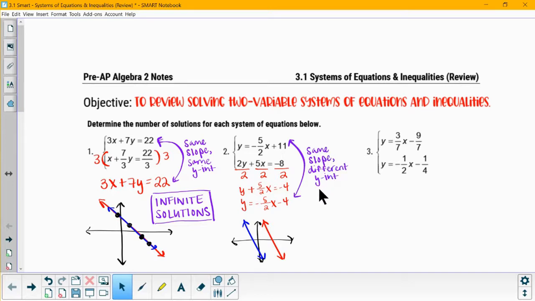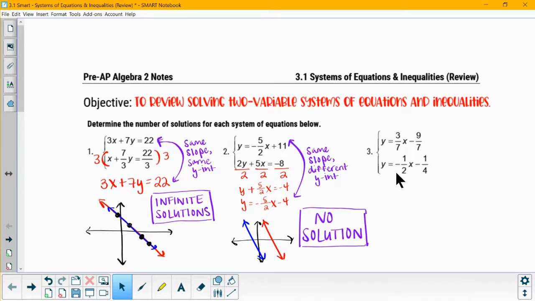Now, anytime you have two equations with the same slope but a different y-intercept, they are parallel. So these two lines are never going to intersect, meaning they are never going to have a solution. This is a no solution problem.